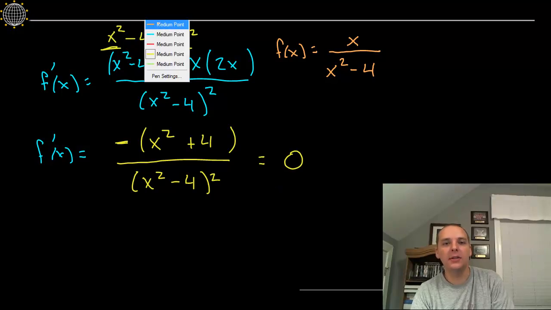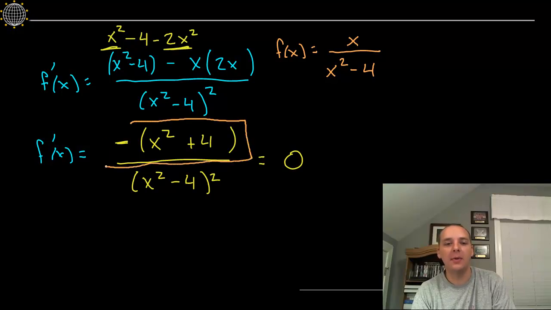Now basic algebra says that if you have a fraction equal to 0, the only way that can happen is if the numerator is equal to 0. So I see that this guy is not ever equal to 0. Negative quantity x squared plus 4. You can try setting it equal to 0, but you won't get any solutions. So this guy has no critical values.